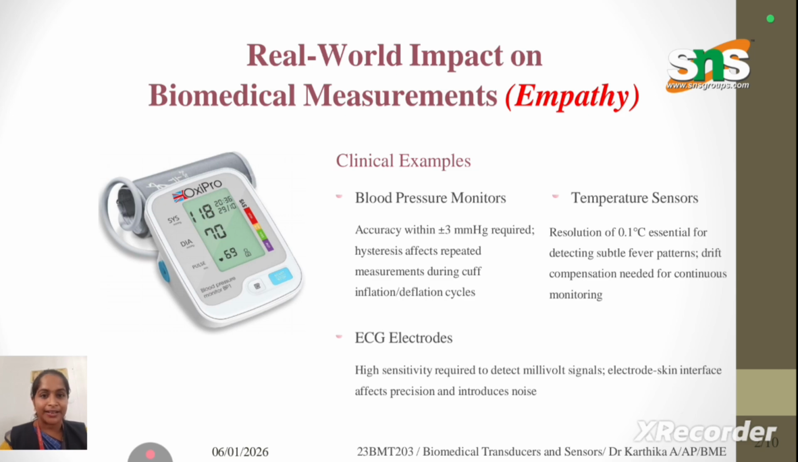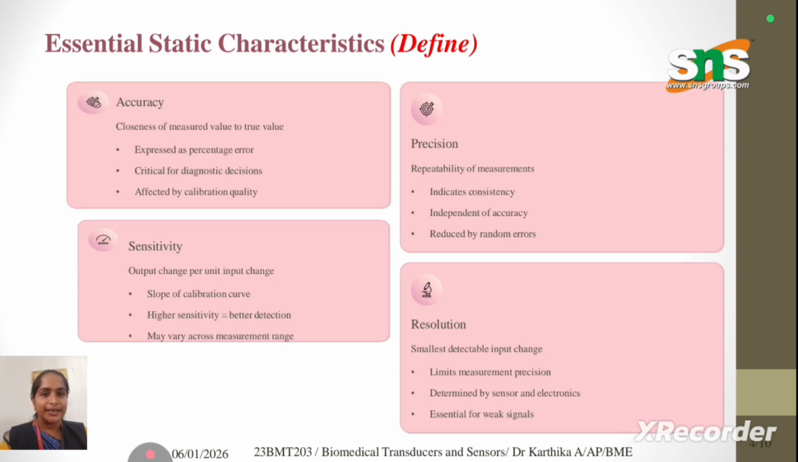Similarly, for ECG electrodes, high sensitivity is required to detect millivolt signals. The electrode skin interface affects precision and introduces noise. These are all the real world impacts on biomedical measurements. In our define part, the essential static characteristics are defined precisely. Our first ones are accuracy, sensitivity, precision, and resolution.